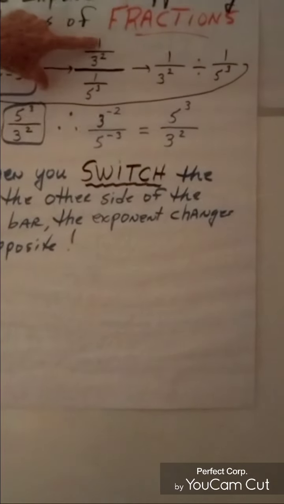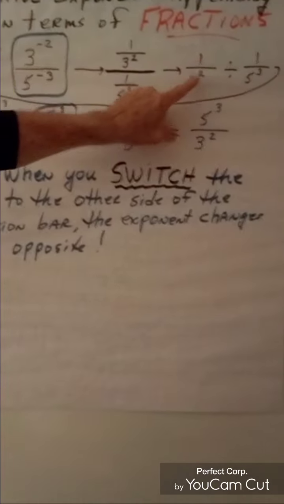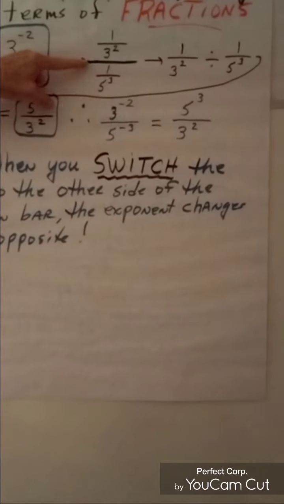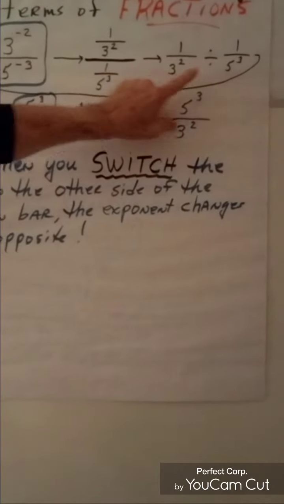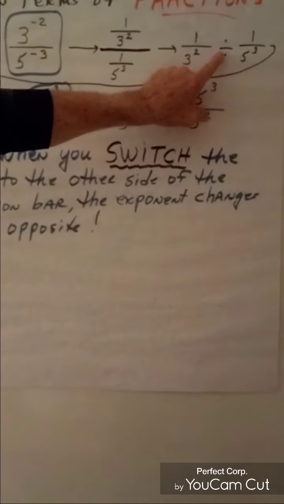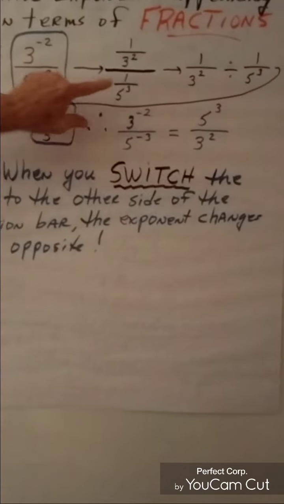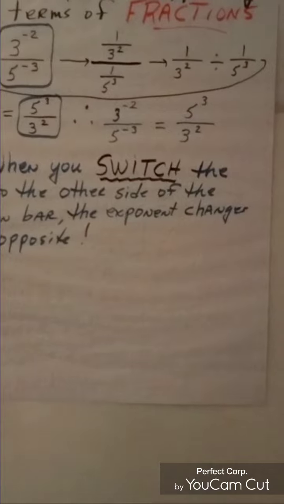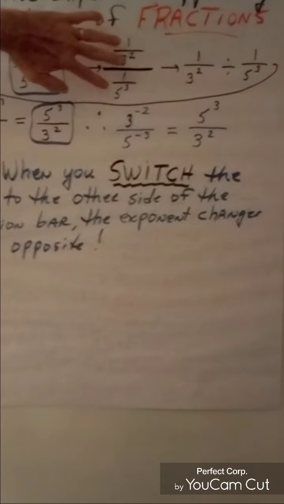So I wrote 1 over 3 to the second first. I changed this division symbol fraction bar to the division symbol that we use when we're dividing with fractions. And then I wrote 1 over 5 to the third. So this is equivalent to the prior statement.